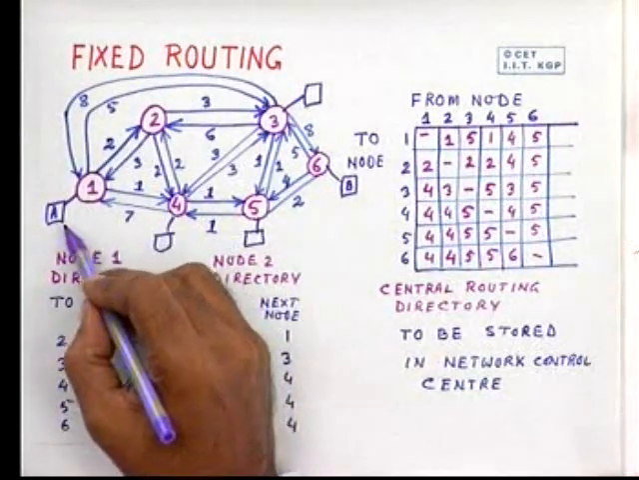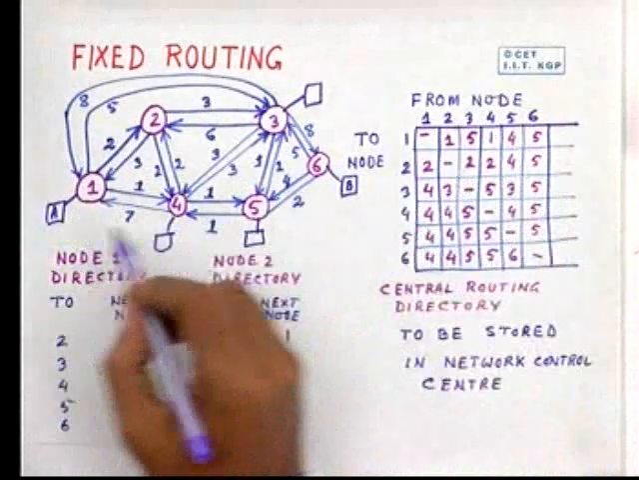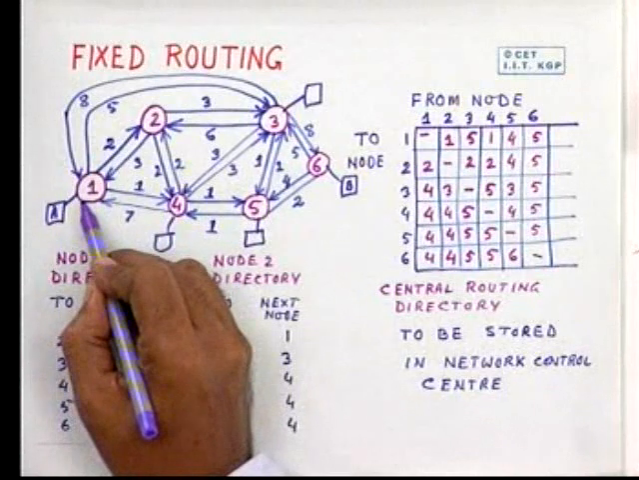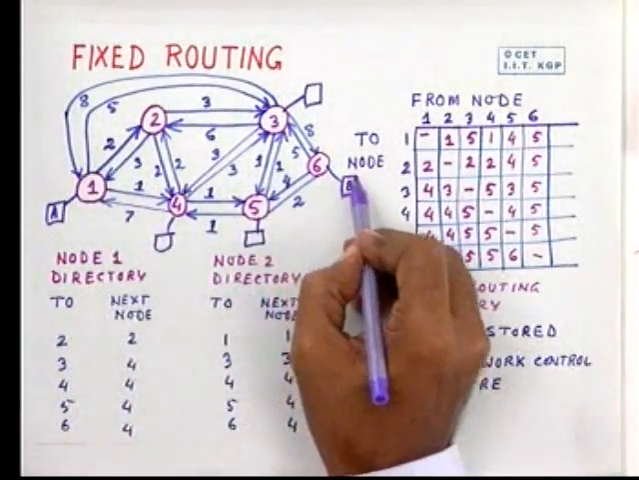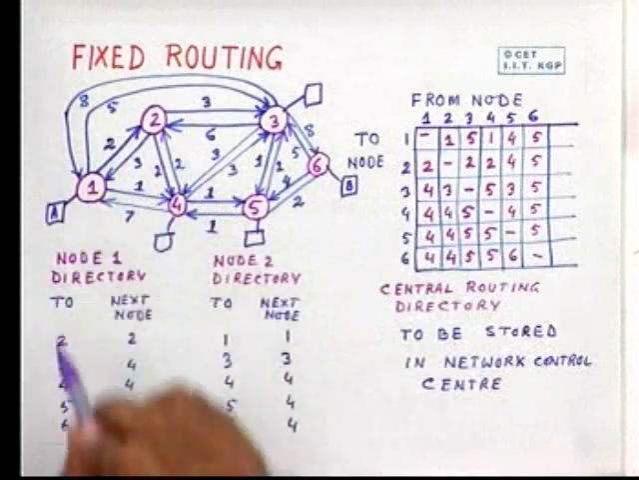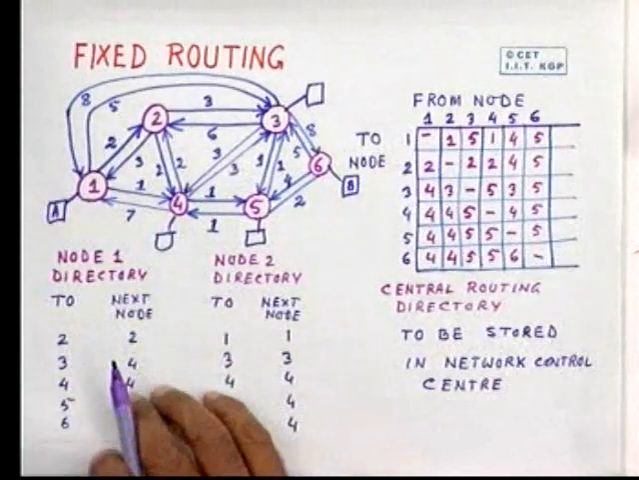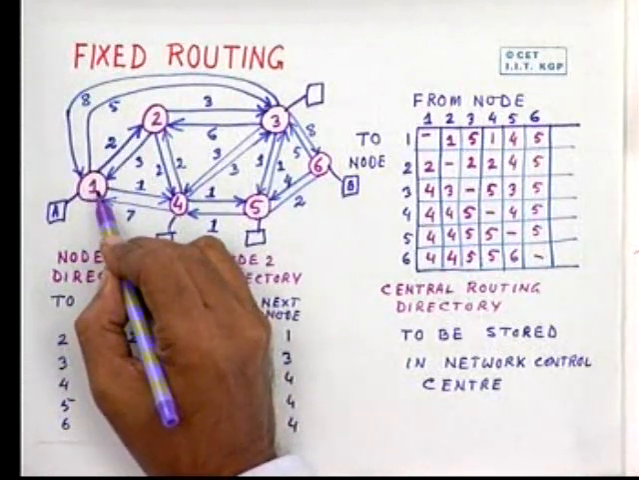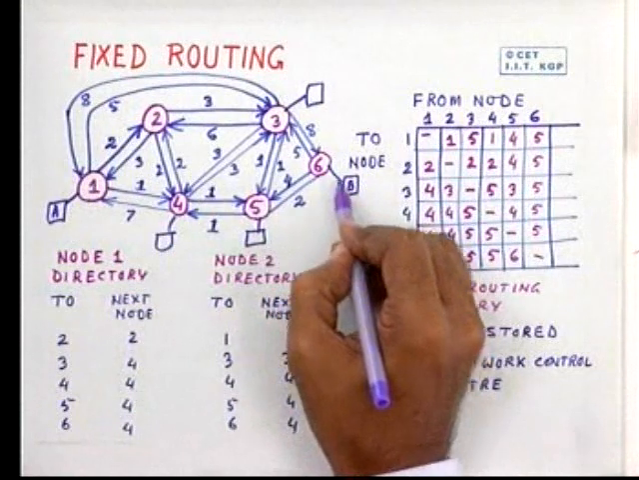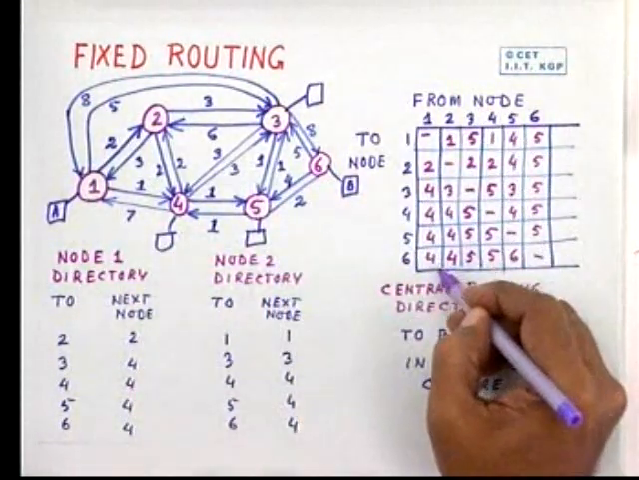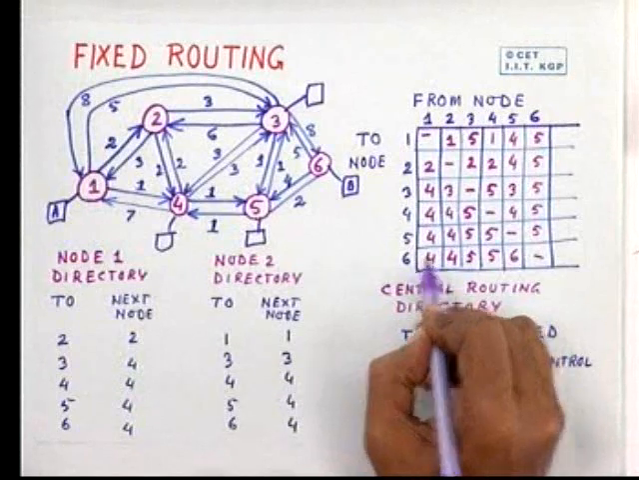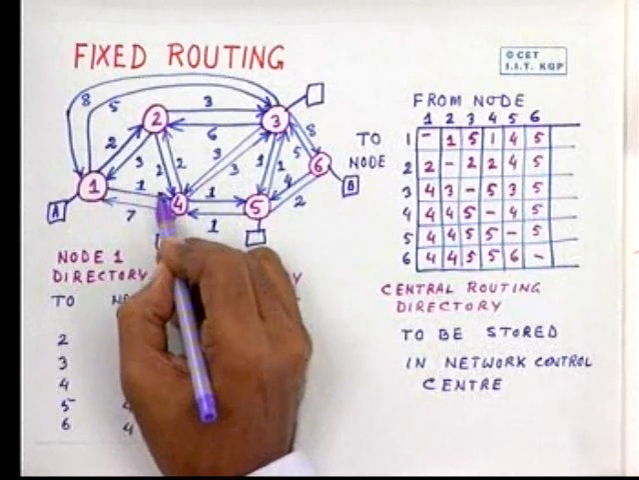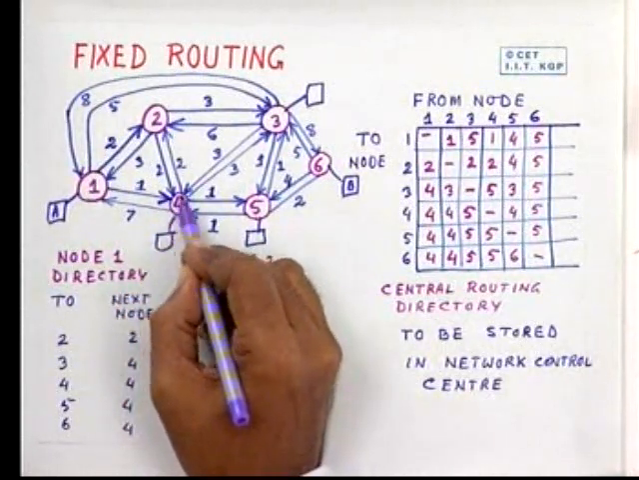Now, how will this table be utilized? Say from node A, node 1, it has to go to node 6 to which this particular station is connected. That information is known in the station. So when this packet is received by node 1, since it knows that station B is connected to node 6, it looks at the directory, it finds 4. That means it has to forward the packet through this outgoing link. So it will go to 4.